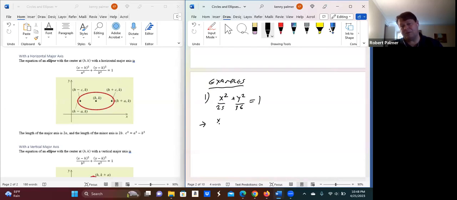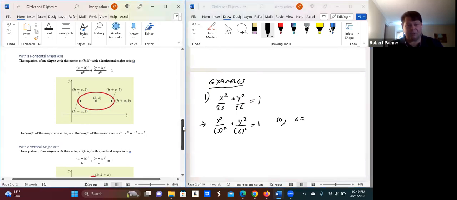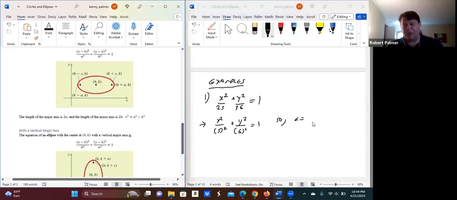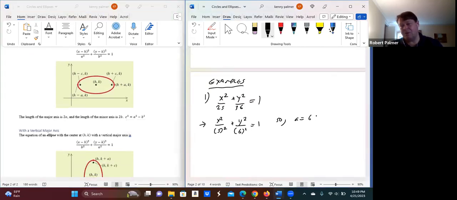That's going to be x squared over 5 squared, since 25 is 5 squared. Now, they won't always be perfect squares. In this case, they are. It's a simple one to start with. And 36 is 6 squared, equal to 1. Let's pick out a few things. a is the biggest number here, so this looks like this one. So a is 6, b is 5. This is a vertical major axis.